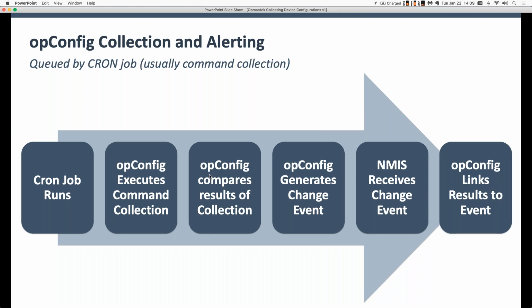And then NMIS, the core performance and monitoring solution, receives that change event from opConfig, and NMIS can take automated response for that. opConfig also links that change to that event, so that NMIS and the users, the engineers responsible who are going to view that event, can see what changes opConfig has identified. It's important to note that you can also expand NMIS's built-in escalation system with Opmantic's opEvents event management system, and actually take proactive response to those events.